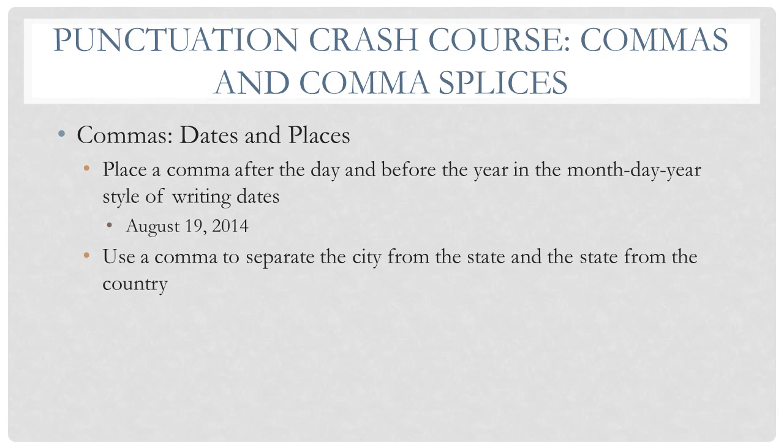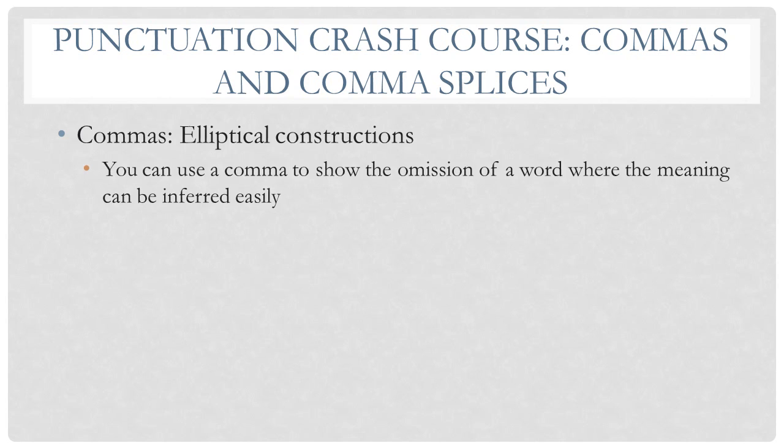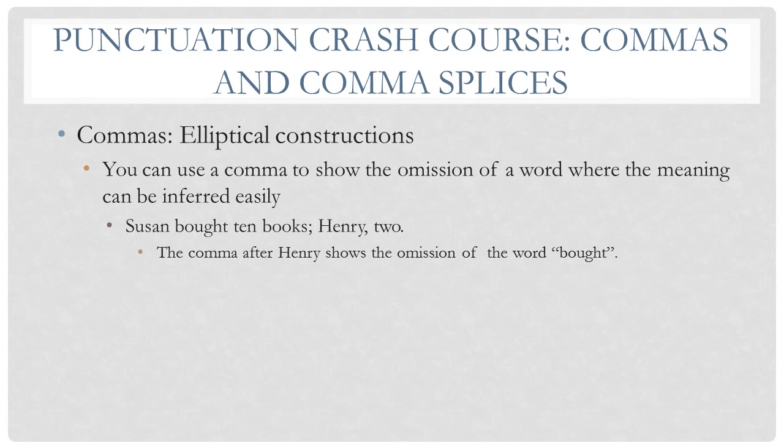The final place that we use commas is what are called elliptical constructions. So it's when we use a comma to show the omission of a word where the meaning can be inferred quite easily. For example, Susan bought 10 books. Henry, comma, 2. So the comma after Henry shows the omission of the word bought, because it can be inferred that since Susan bought 10 books, Henry is also buying 2, right? Susan bought 10 books, Henry, comma, 2.